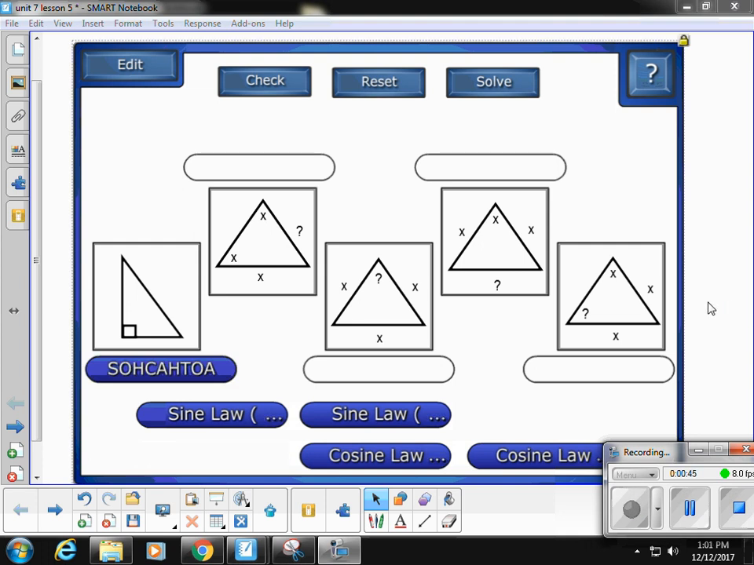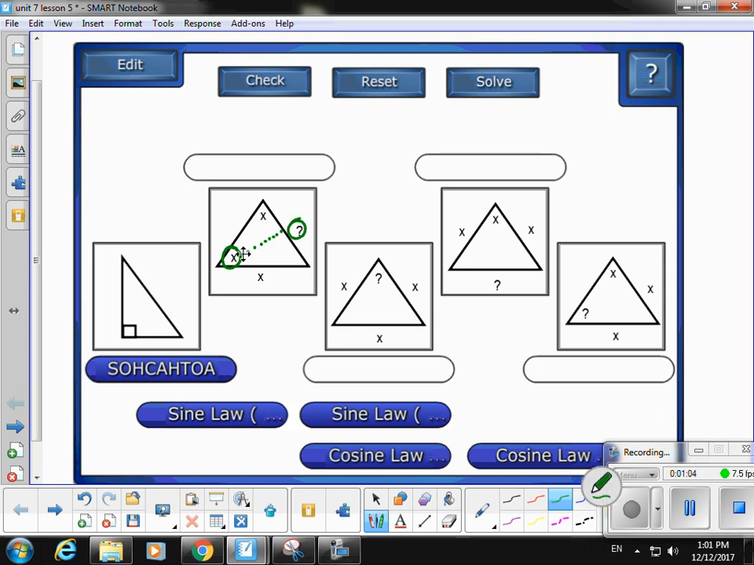The second one does not have a right angle in it, so we cannot assume that we can use SOHCAHTOA or Pythagorean theorem. And my thought process is, can I use sine law? That's the best second choice. And I need to have an angle side pair, like I've drawn on the board here, complete, so that in my sine law ratio, I have one of the fractions completely done. I don't in this case. I don't have an angle.